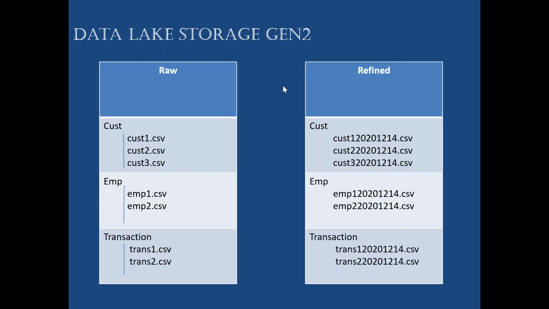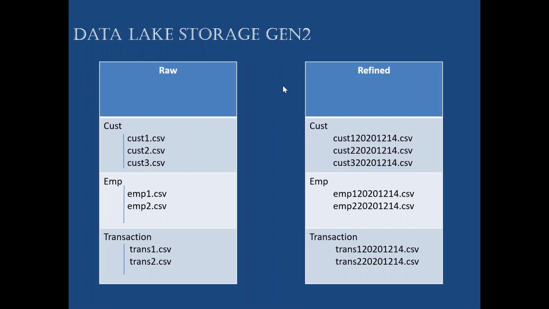What I am asking is, what all columns do you want to include in the metadata? Just folders. What folder names will you give? Cust, so raw/cust/cust1.csv, raw/cust/cust2.csv. Are you going to put it like that? No, EMP, transaction.